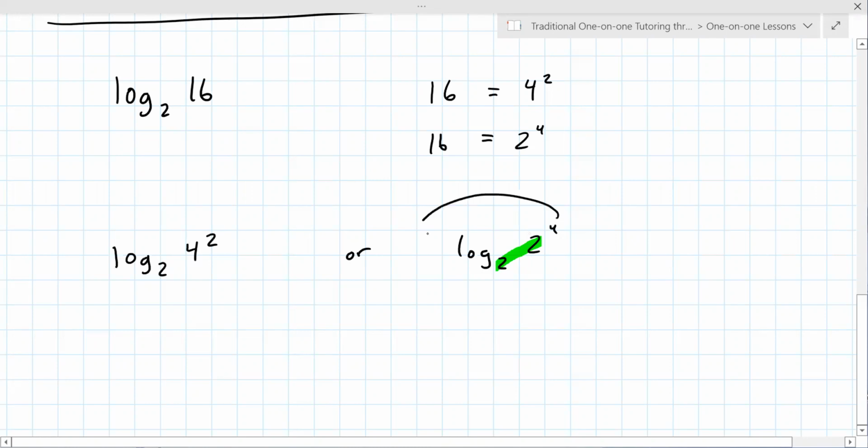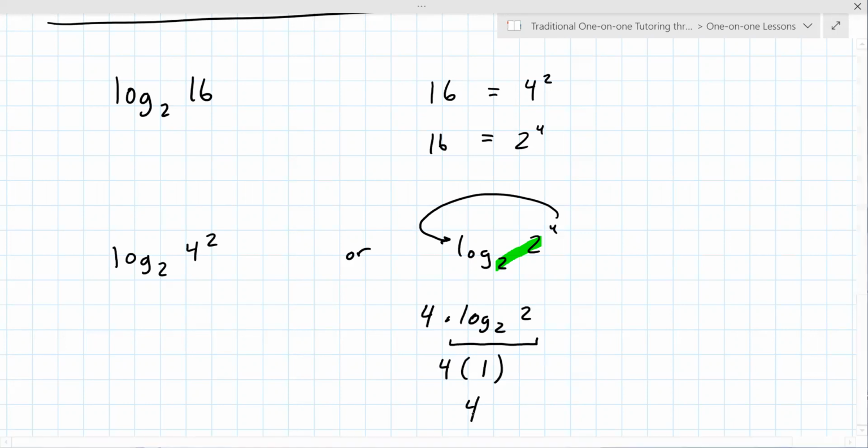So this number comes out in front. 4 times log base 2 of 2. Log base 2 of 2 is 1. 4 times 1 is still 4. Is that always the rule? The exponent always comes out in front, yes. Okay.